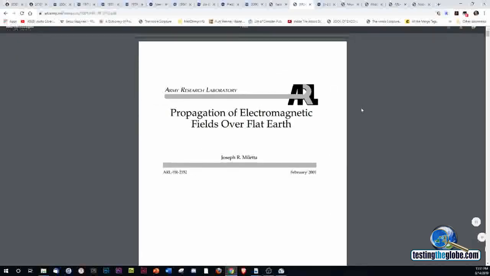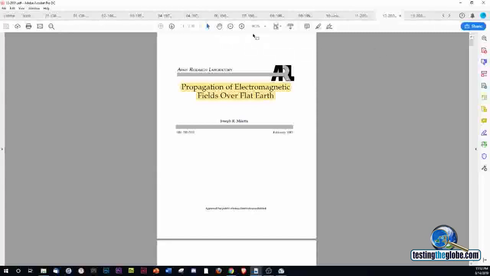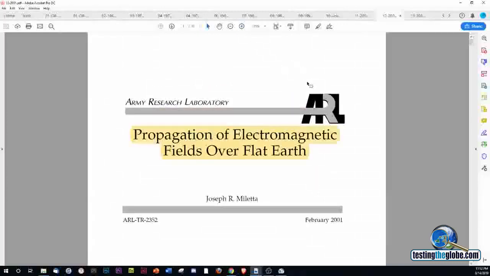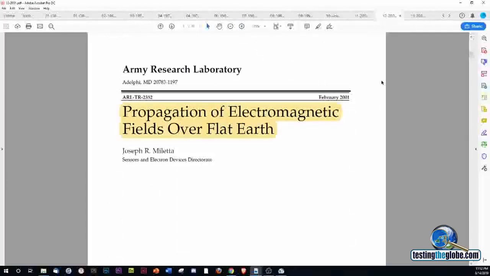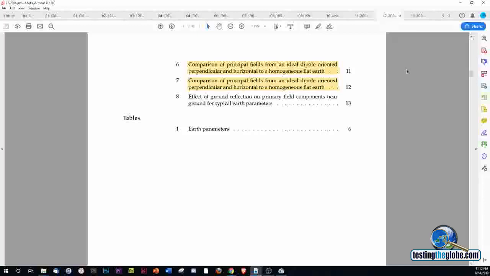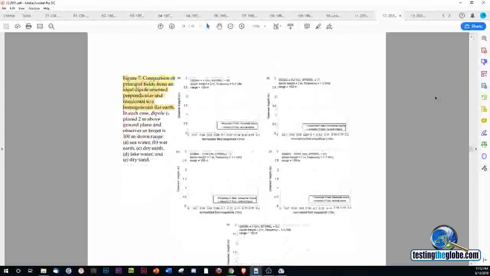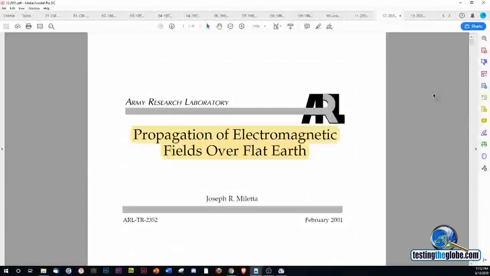Propagation of electromagnetic fields over the flat earth. What? Army Research Laboratory, arl.army.mil, by Joseph R. Melita, February 2001. Propagation of electromagnetic fields over flat earth. You guys seeing that? Check it out. There it is again. In the table of contents, figures 6 and 7, comparison of principal fields from an ideal dipole oriented perpendicular and horizontal to a homogeneous flat earth. There are the two figures, figure 6, figure 7, over flat earth. Army Research Laboratory.